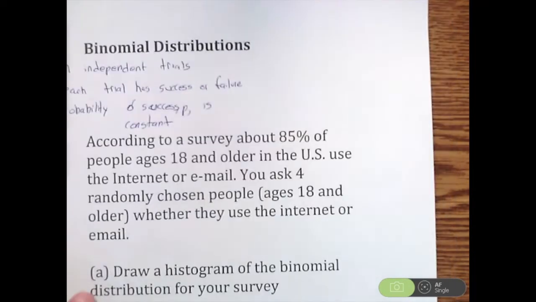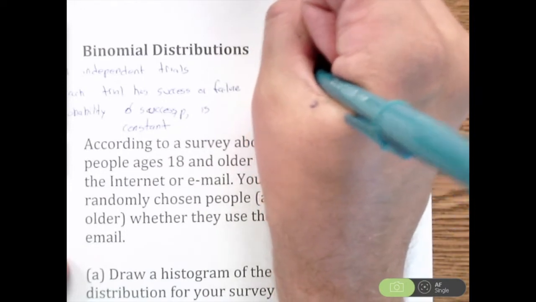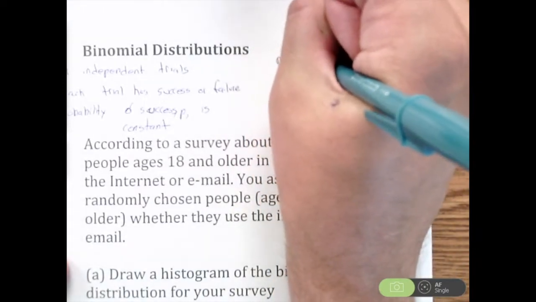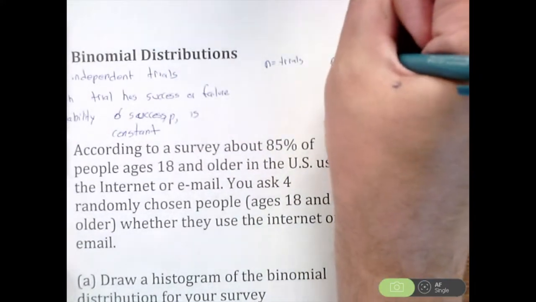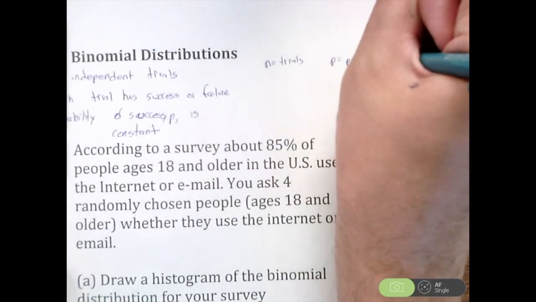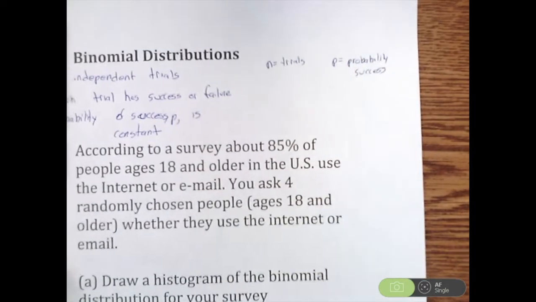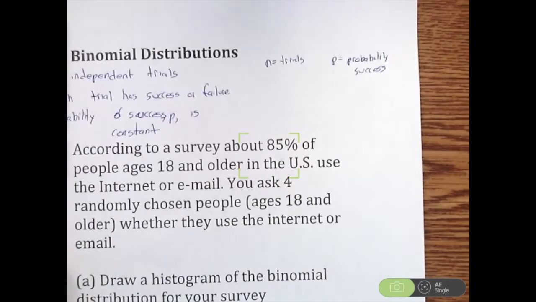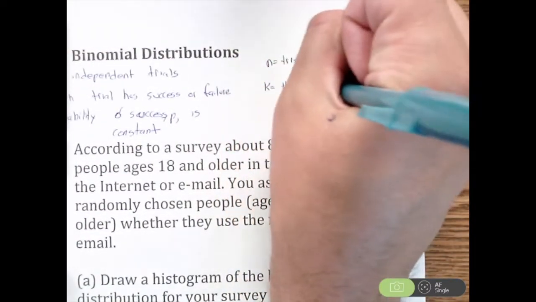So when we're doing these problems, there are three things that we care about. We care about n, which is our trials. We care about p, which is the probability of success. And the other thing we care about is k, which is the number of successes.